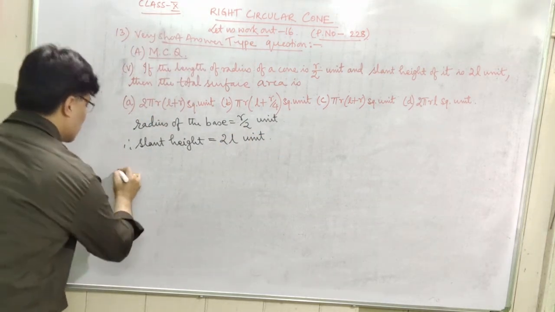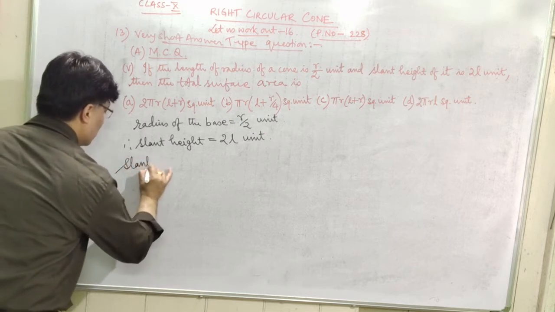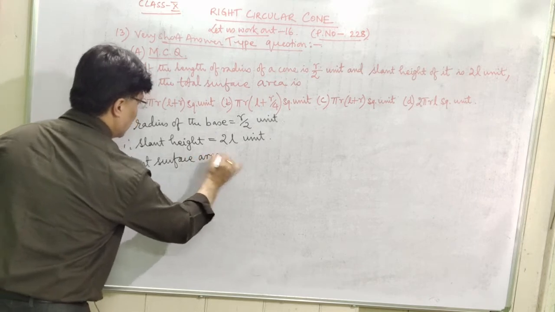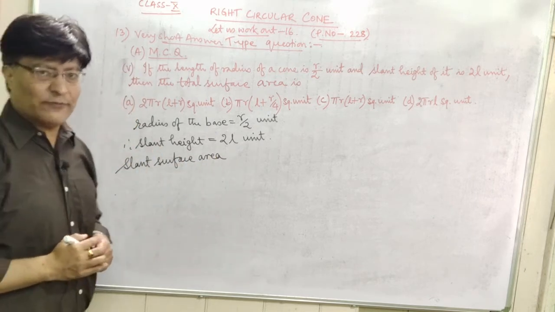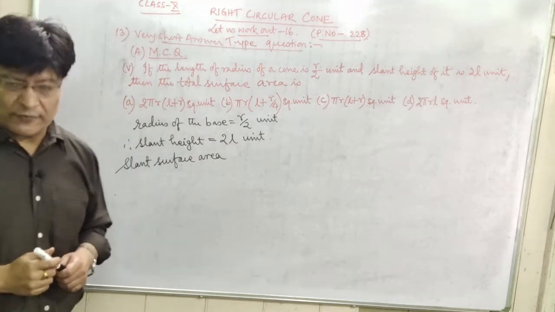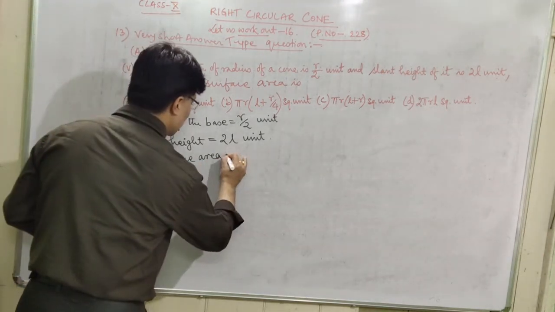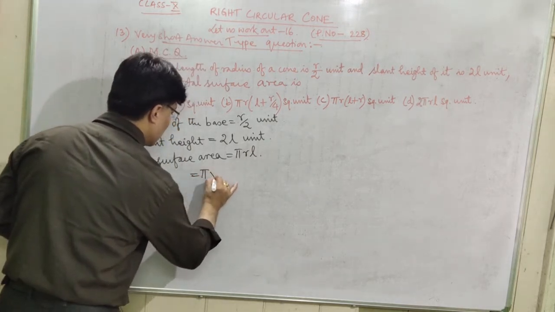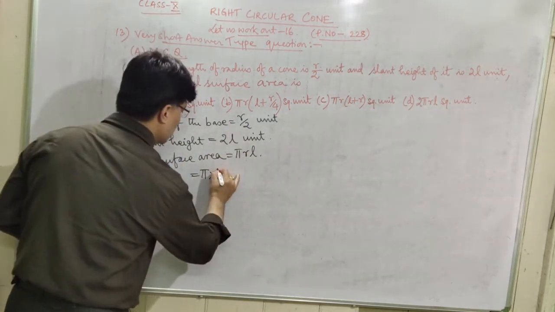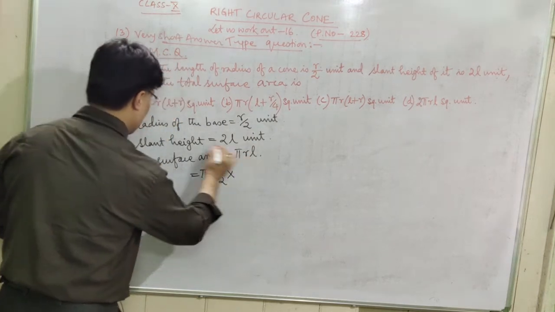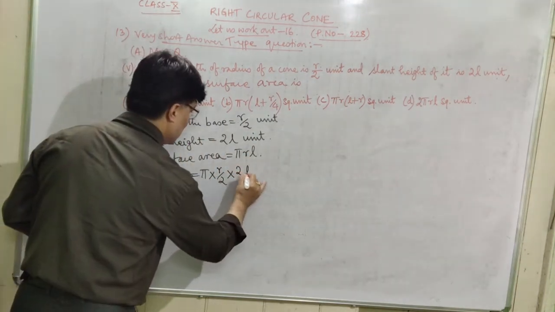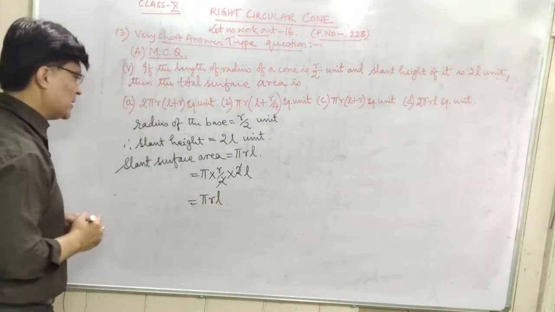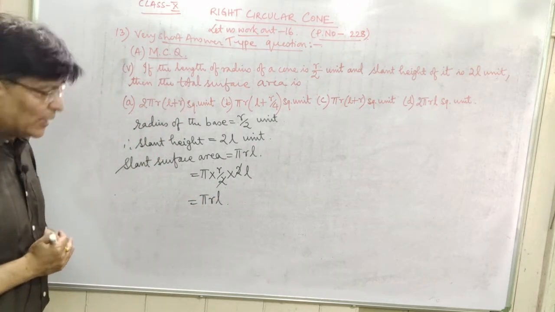Okay. So what is the slant surface area formula? First of all, you write down the slant surface area, also known as the curved surface area. So what is the slant surface area formula? It is pi RL. But here pi into, what is r here? Radius r by 2. And what is the slant height here? It is 2L. So the 2 gets cancelled. You will get the same formula, that is, slant surface area is equal to pi RL.